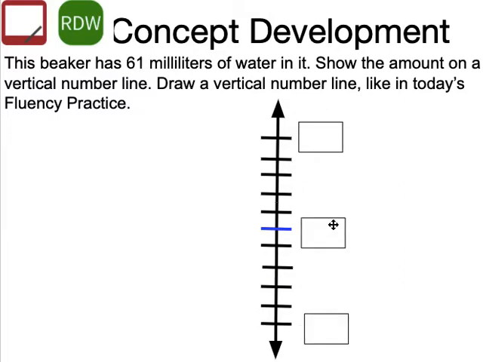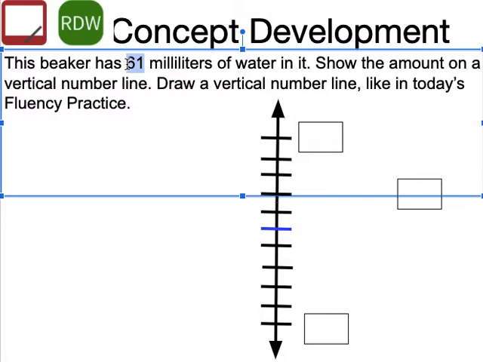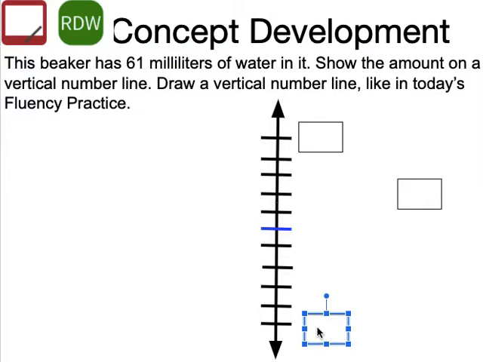This beaker has 61 milliliters of water in it. We're going to show the amount on a vertical number line. Okay, so our number line's ready for us. We're talking about the number 61. So we're going to round this to the nearest 10. 61 rounds down to the nearest 10 of 60. The next 10 that you get, because we're going 10 lines, 60, 70.